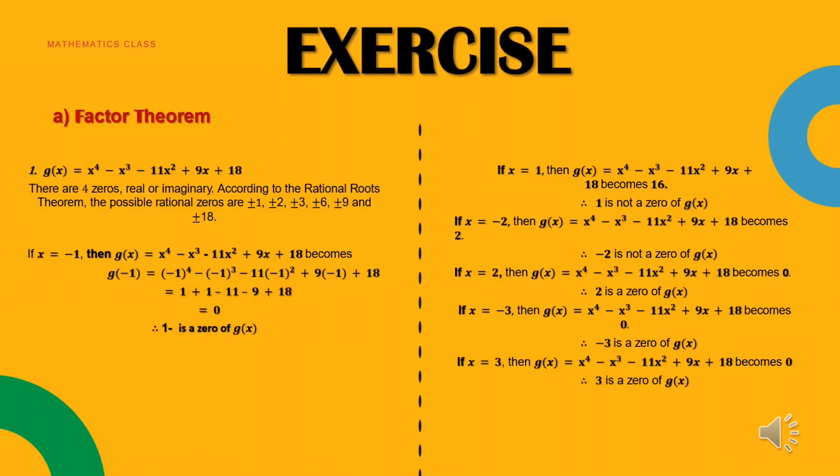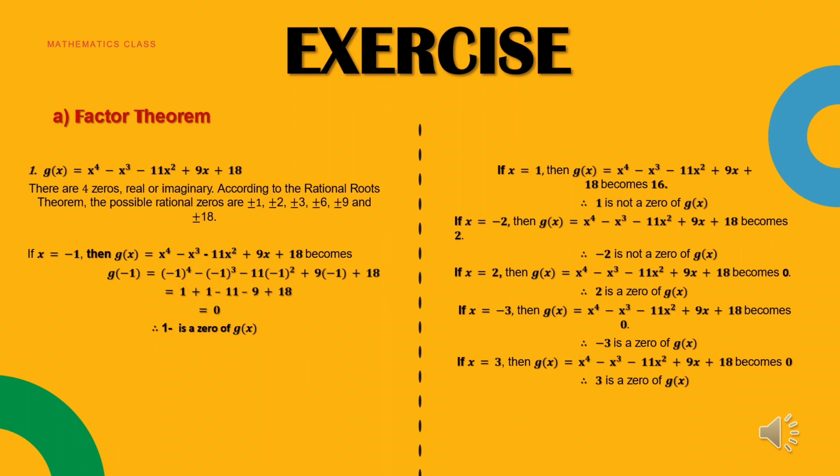Question 1 for factor theorem. The equation of g(x) is equal to x^4 - x^3 - 11x^2 + 9x + 18. There are 4 zeros, real or imaginary. According to the rational roots theorem, the possible rational zeros are ±1, ±2, ±3, ±6, ±9, and ±18.